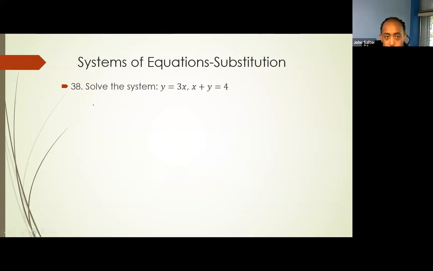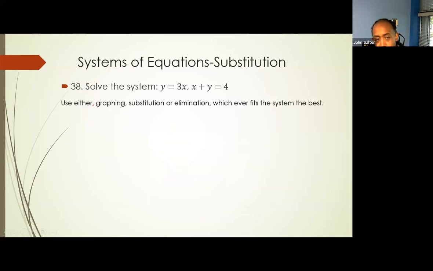Ooh. Solve this system. They gave me y equals 3x and x plus y equals 4. I could use graphing, substitution, elimination, whichever one works best. Since y has been isolated, I'm going to use substitution. Great idea. So since I already had y equals 3x, I'm going to look at the other equation, and wherever there was y, I'm going to substitute it for this value. So x plus the y value equals 4. The y value is equal to 3x. So when I combine like terms, I get 4x equals 4. So x must equal 1.